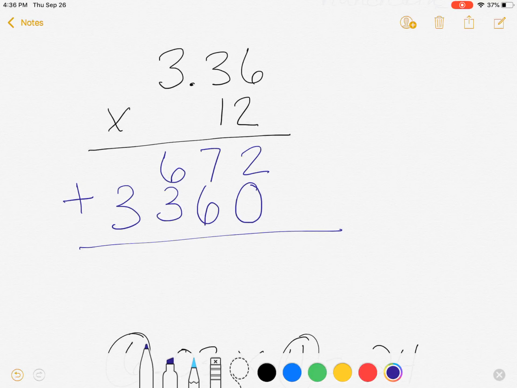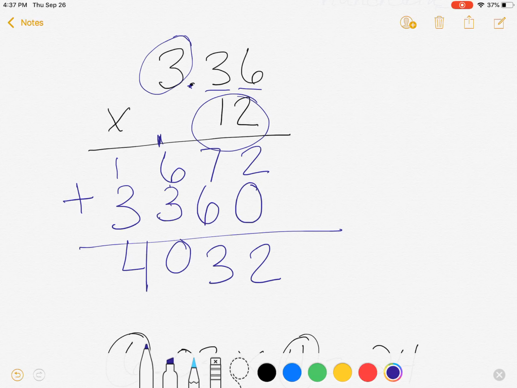So 2 plus 0 is 2. 7 plus 6 is 13. We carried that 1 first. 6, 7, 8, 9, 10. Carry the 1. 3 plus 1 is 4. Now, we are not finished. We can't forget, we have to place our decimal.